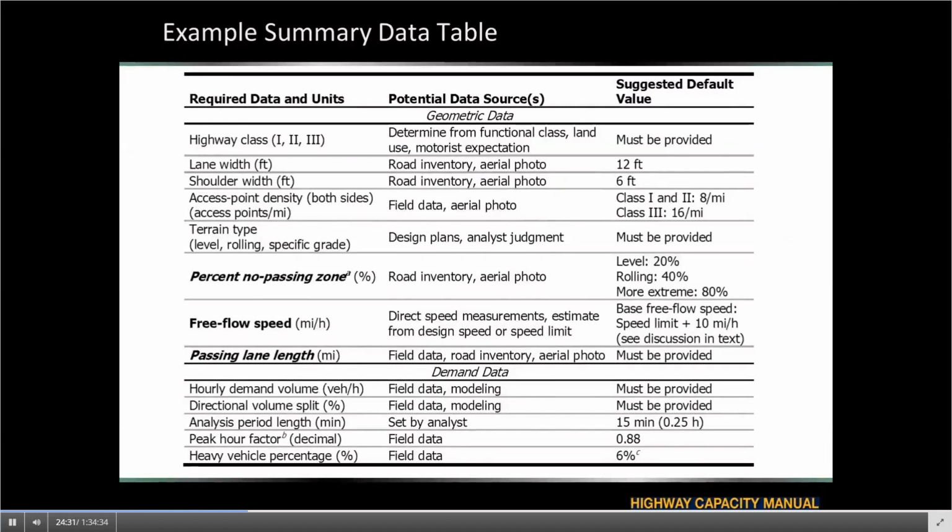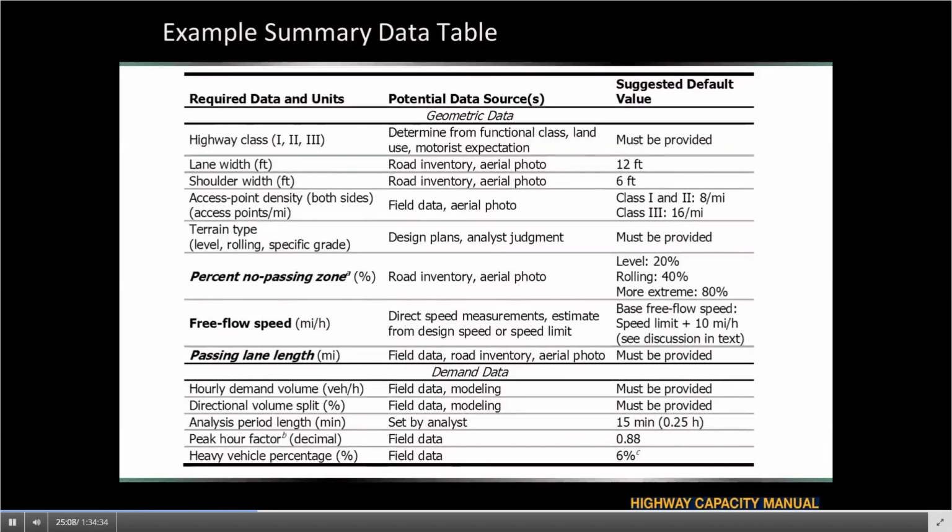The table also indicates which default values have a particularly strong influence on the results, and therefore require the most care in applying. Bold type indicates that the result can change by 10 to 20% when the input, for example, free flow speed, is varied over its typical range of possible values. Bold italic type indicates that the result can change by more than 20% when an input is varied, for example, percent no passing zones, or passing lane length. Results are relatively insensitive to the choice of default value for other inputs.